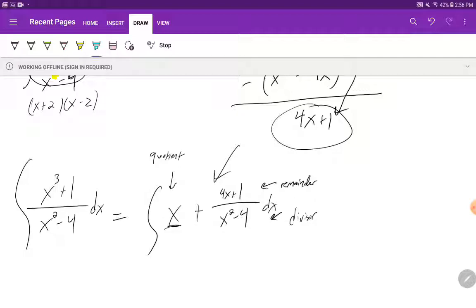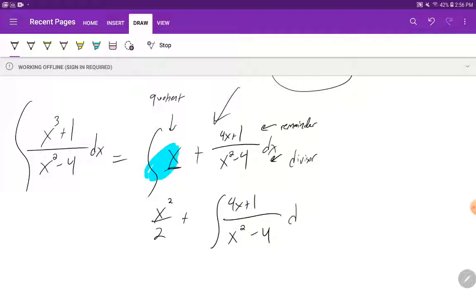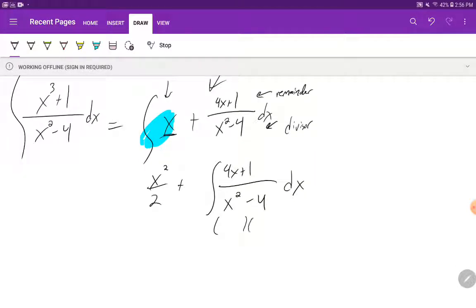Well, I know how to integrate x. That's an easy one. That's just going to be x squared over 2. So that part's done. But now I'm left with the integral of 4x plus 1 over x squared minus 4. And you're like, oh snap, now I know I can break this up and use partial fractions on this part. Okay? So it was kind of like partial fractions with extra steps.